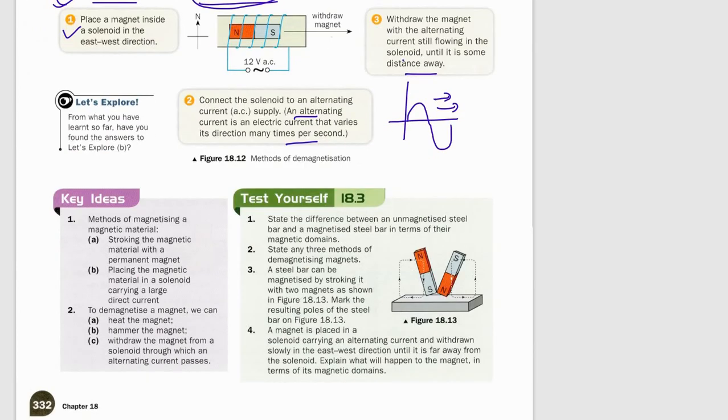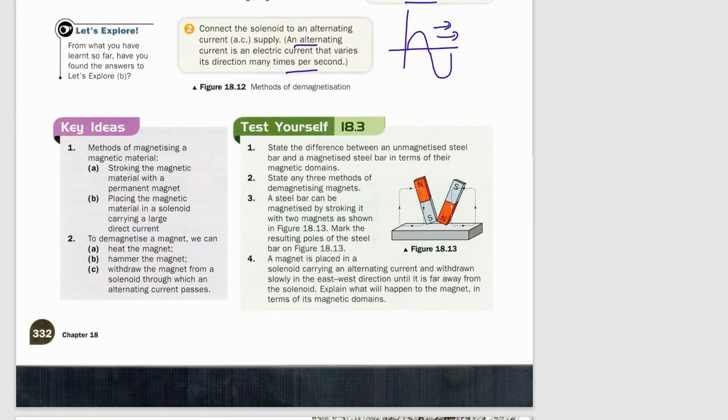So now let's see some questions from here. Let's recapitulate first what we have learned: how to magnetize by stroking and by passing DC current. And how to demagnetize: when you heat the magnet, when you hammer it, and when you put in AC current, which is alternating current. Now let's talk about some questions from this part.